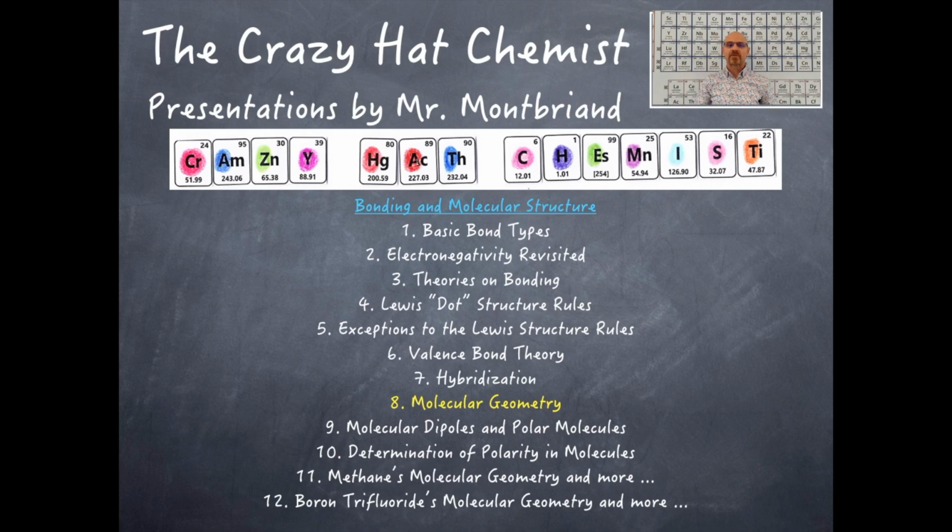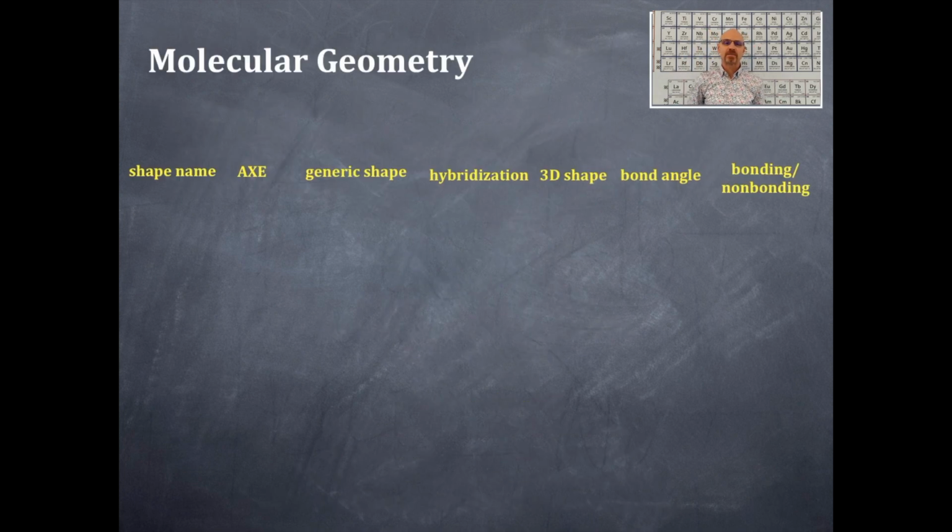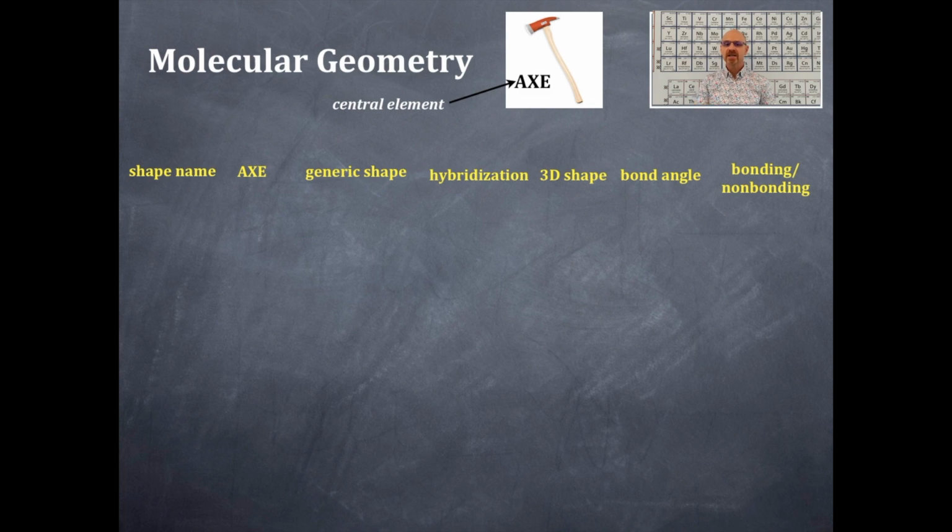So today we're doing another video in bonding and molecular structure. So let's get moving. Bam! This is a big one. Molecular geometry. We are following the AXE. Remember, the A for the AXE is the central element. Then the X for the AXE is the surrounding elements. The E are the lone pairs of electrons on the central element.